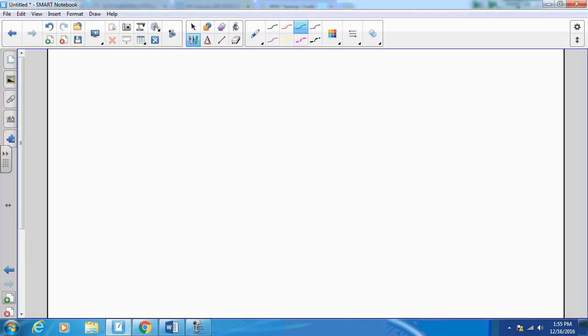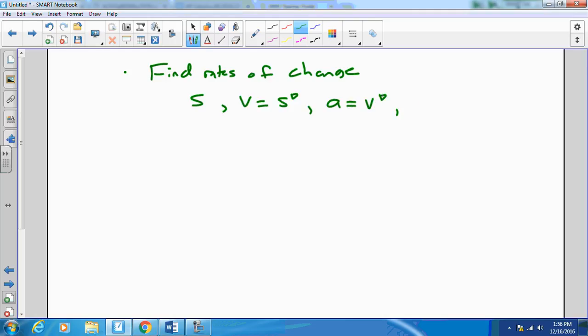The most important thing that we can do with derivatives at this point is to find rates of change in real-world problems. The biggest use we had for this was describing motion along a line. So we had position, s, velocity, s prime, and acceleration, which was v prime, or s double prime. And we had a large number of words that we used to describe the motion. Let's see if we can remember all those words.